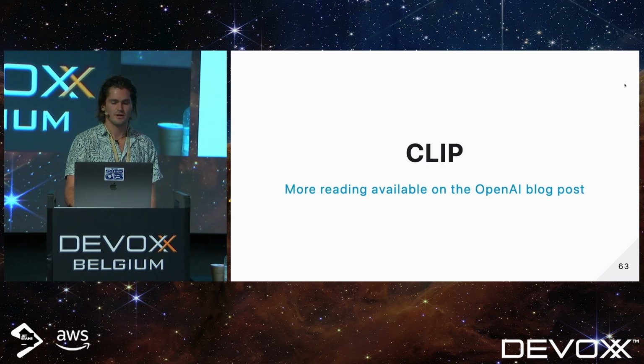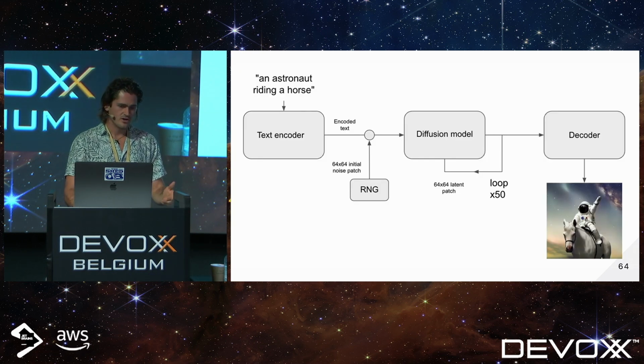You can read more about CLIP on the OpenAI blog post. By the way, anything that's blue in the presentation is actually a hyperlink. So if you open the PDF or the slides online, you can click on those. But so now you know almost everything.